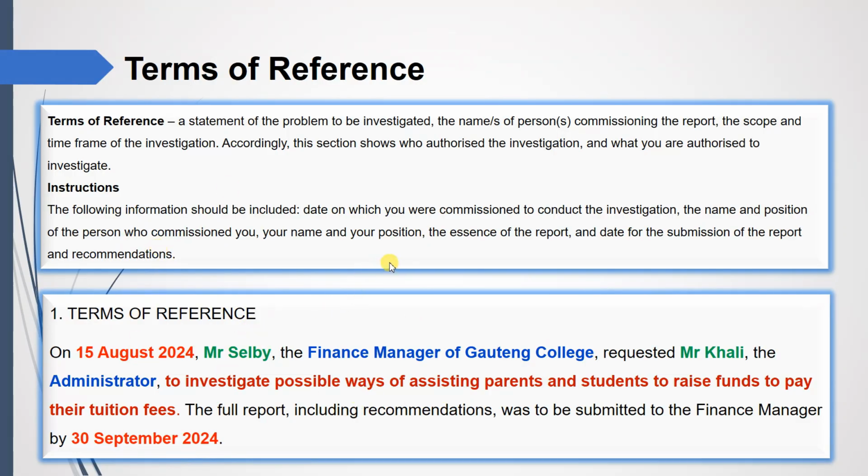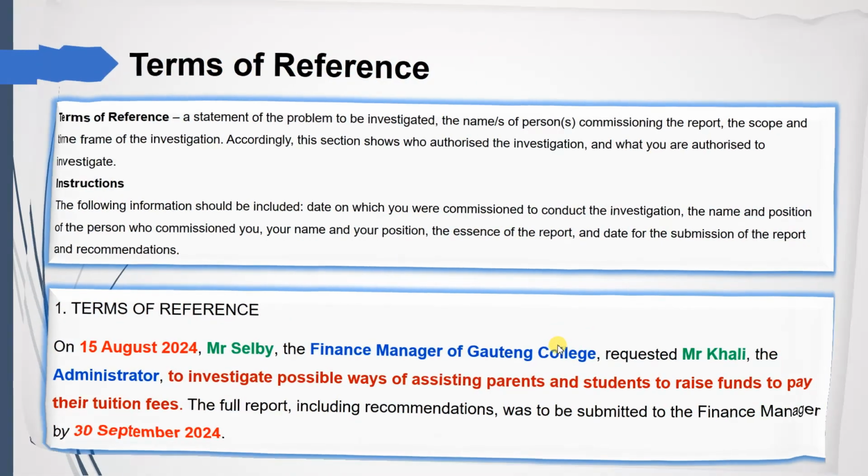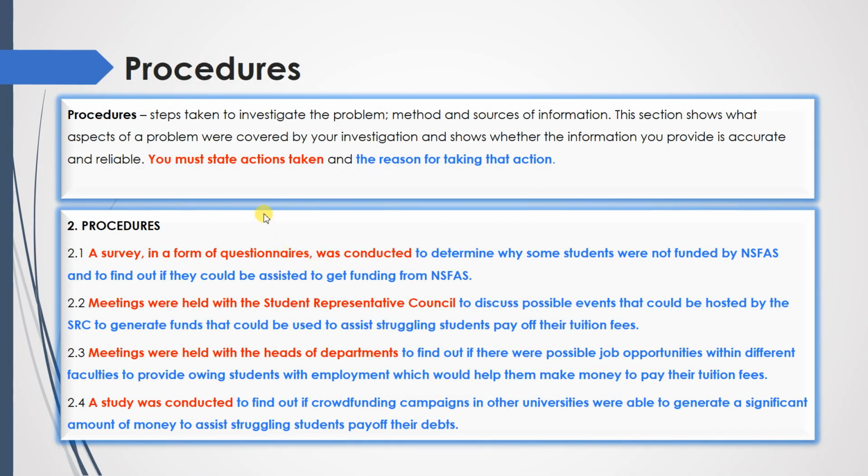Okay, let us look at how you can, or you could have written your procedures. We have come to the most important part of your assignment. Okay, your procedures are the core of the assignment, because your findings and conclusions are based on whatever you will have stated under this section. So it is important that you understand exactly what procedures are. If you are new to investigative reports, please note that procedures are simply the steps taken to investigate the problem, including the method and sources of information.